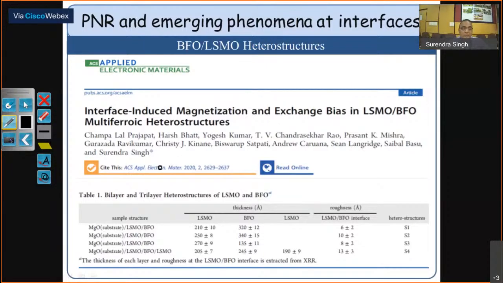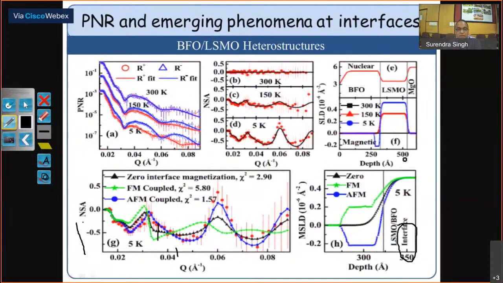Then recently we have grown many samples. Four are listed over here: LSMO BFO bilayers of different thicknesses, and one trilayer. The roughness at the interface is shown here, and they are named S1, S2, S3, S4. S4 is our trilayer, and the others are bilayers. We did all the characterization techniques as explained earlier. One of the samples I will explain here.